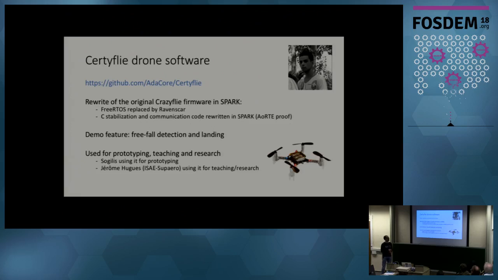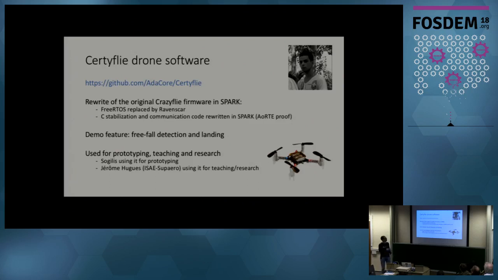Certyflie is software for this small Crazyflie drone that you can buy, an open source platform. Certyflie is the software that runs on top of it to do the stabilization. It was coded by my colleague Anthony Leonard. He replaced FreeRTOS on this with the Ravenscar profile of Ada in the meantime, and the stabilization and communication code with Spark, and did the absence of runtime error proof.